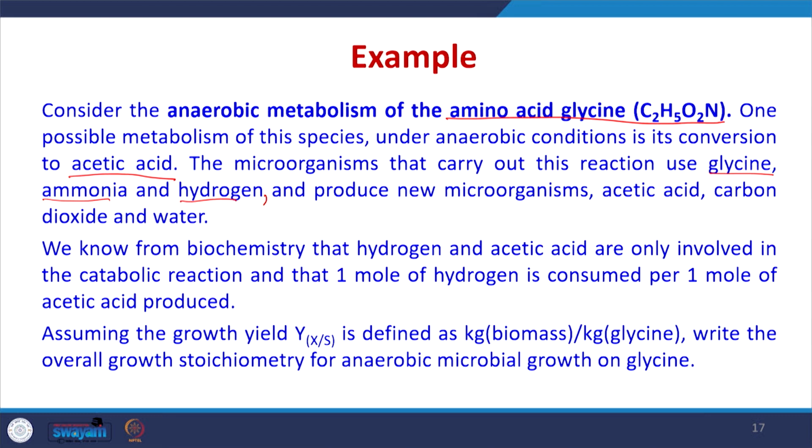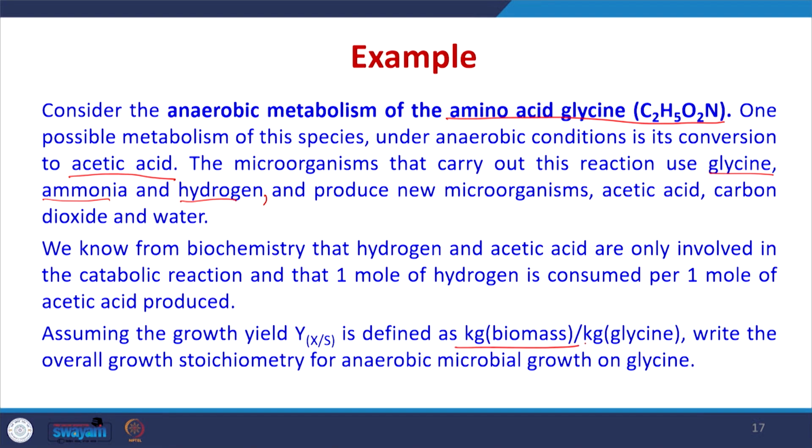We know from biochemistry that hydrogen and acetic acid are only involved in the catabolic reactions, and that 1 mole of hydrogen is consumed per mole of acetic acid produced. So, assuming that the growth yield is defined as kg of biomass produced per kg of glycine consumed, write the overall growth stoichiometry of anaerobic microbial growth on glycine. So, this is what we have to do.